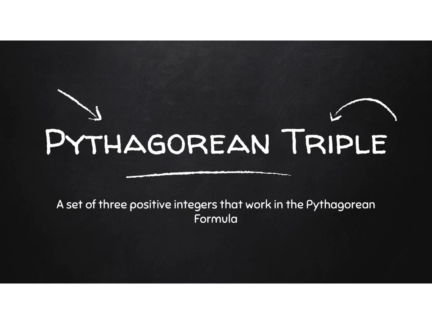It's a set of three positive integers that work in the Pythagorean formula. As I look at this, there are some important things that we need to be mindful of. First of all, they must be positive integers. So I can't have anything that's negative. I can't have decimals. I can't have irrational numbers. Secondly, it must work in the Pythagorean formula, a squared plus b squared equals c squared. And this, of course, we're talking about right triangles as well.